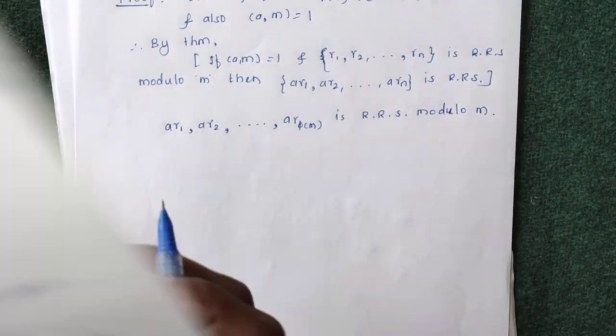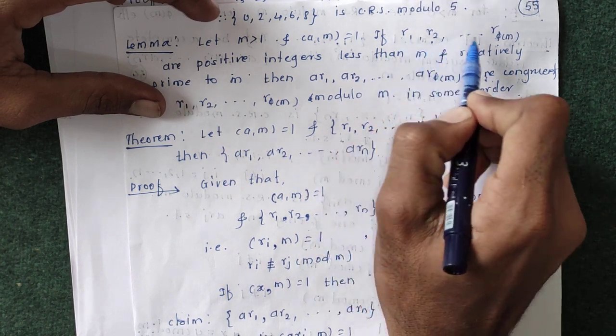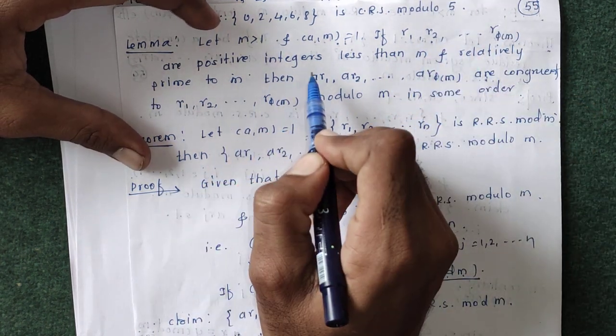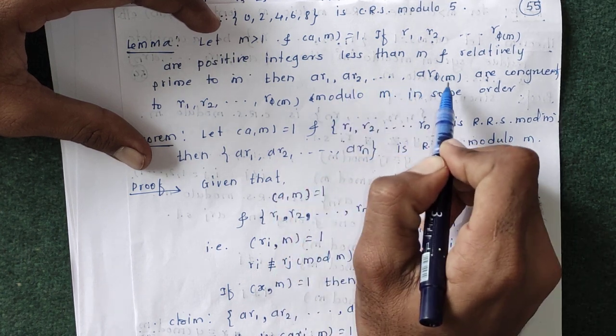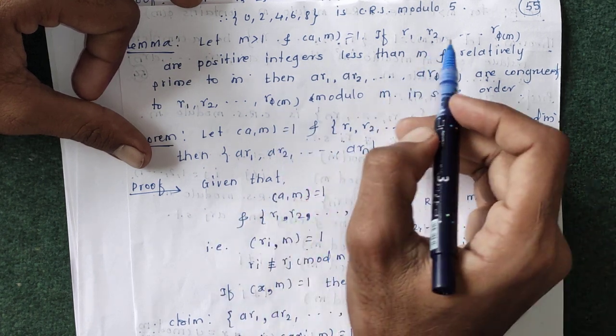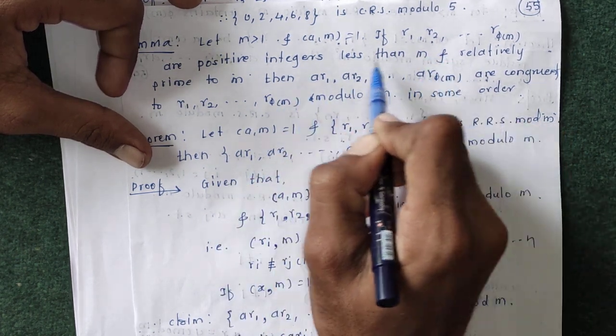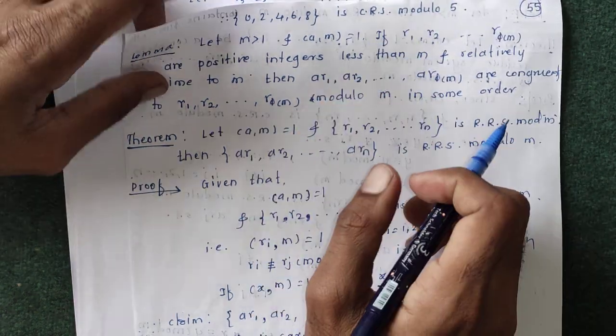Before that theorem, we have seen one lemma, and the lemma states that if R1, R2 up to Rφ(m) are positive integers less than M and relatively prime to M, then aR1, aR2 up to aRφ(m) are congruent to R1, R2 up to Rφ(m) in some order. That is, these aR1, aR2 up to aRφ(m) must be congruent to these numbers. So using this lemma, we can write.